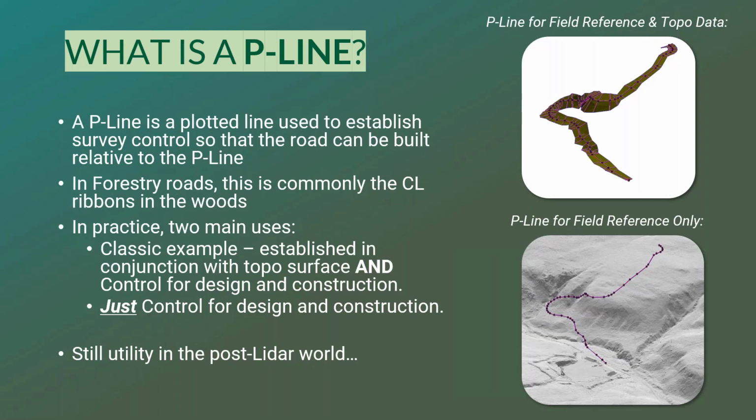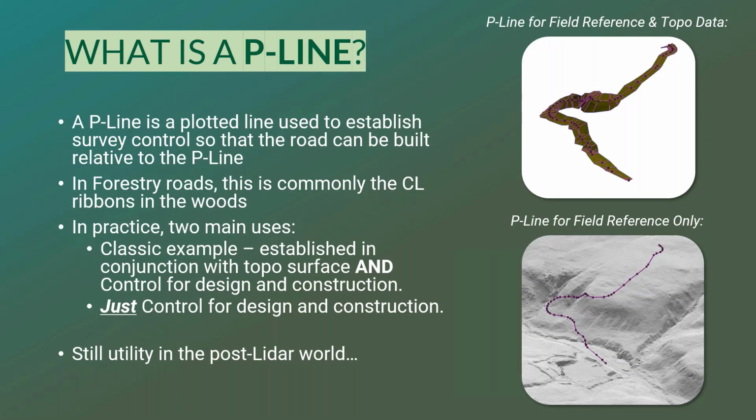So our more classic traditional example from the pre-LiDAR days, and this is where we have that P-line, and you can see it here in the top right-hand corner of the screen. This is our P-line that's established to become our Topo data surface. And then we can use it for control for both the design and the construction of the road.